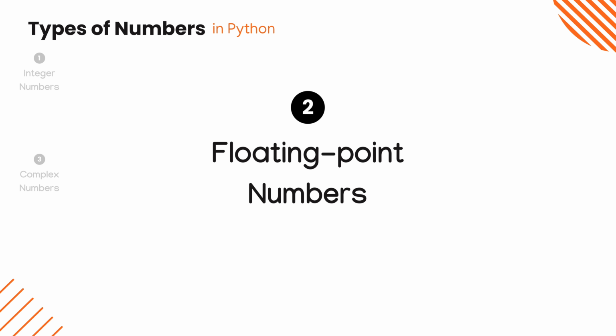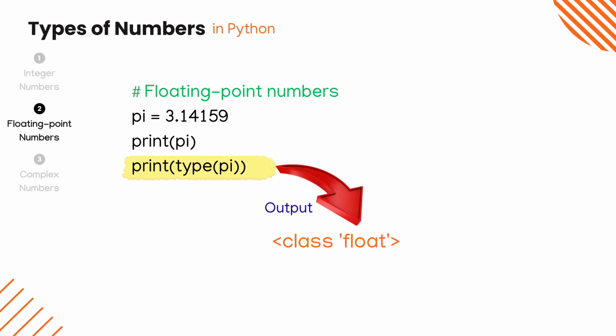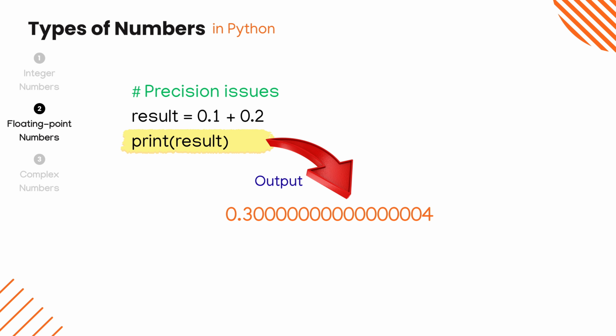Now let's talk about floats, numbers with decimal points. Here's what's important. Floats are approximate, not perfectly accurate, because of how computers store decimals in binary. Let me show you a classic example. 0.1 plus 0.2, what do we get? There is a tiny rounding error.